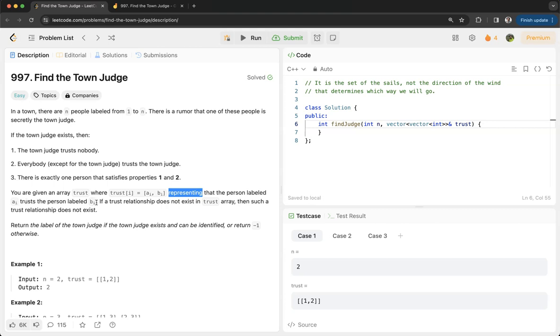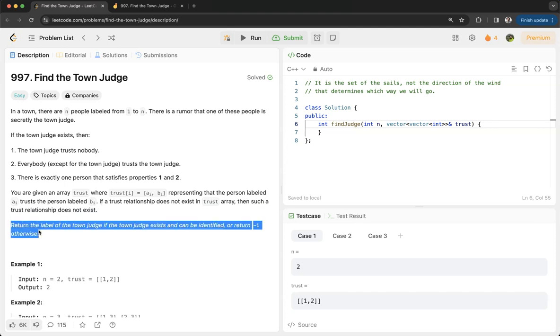person labeled bi. So far, you should have guessed that we have a graph here, and a directed graph, not a simple graph. If a trust relationship does not exist in the trust array, then such a trust relationship does not exist. So this means that it's directional. It's a directional graph. It's not bidirectional. It's unidirectional, every edge. And at the end, it's asking us to return the index, the label of the town judge.